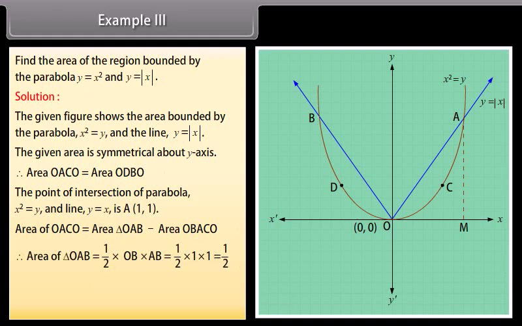Therefore, area of triangle OAB equals 1 upon 2 into OB into AB equals 1 upon 2 into 1 into 1 equals 1 upon 2.